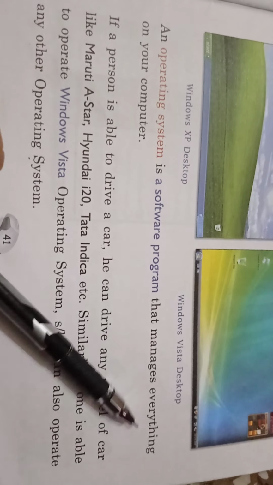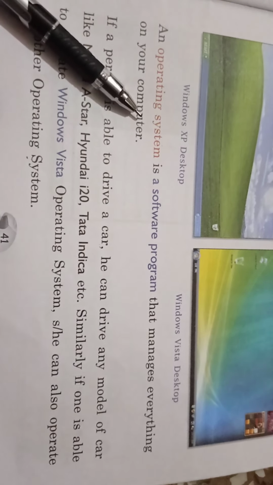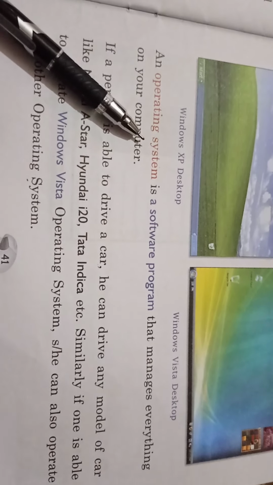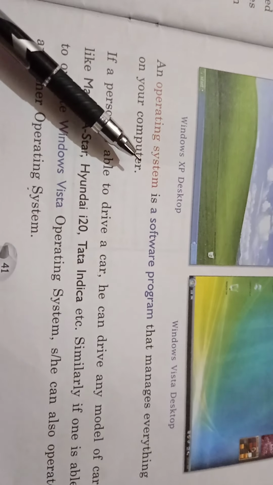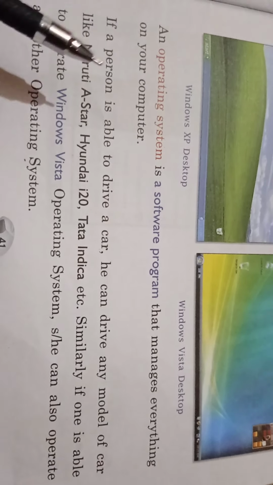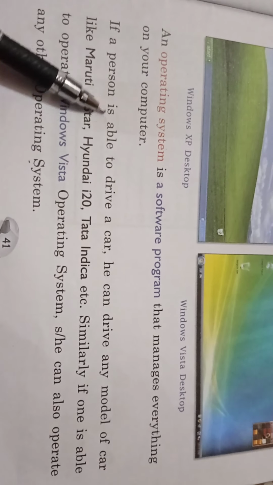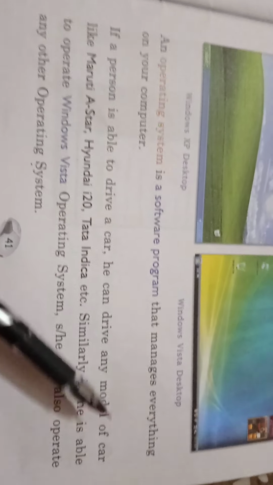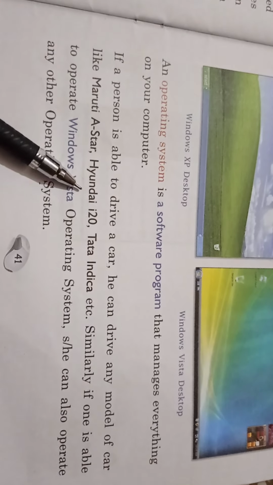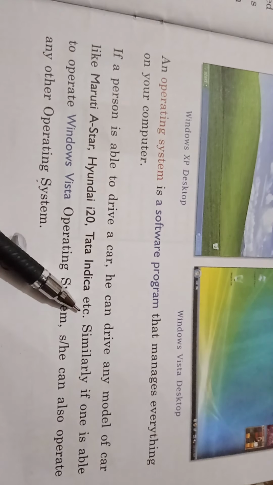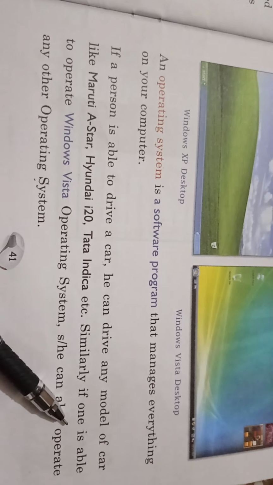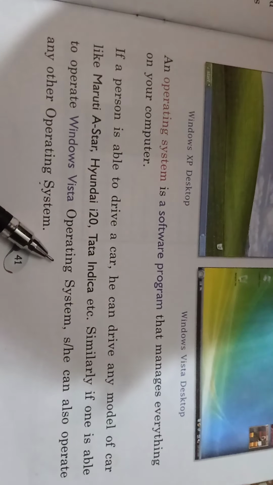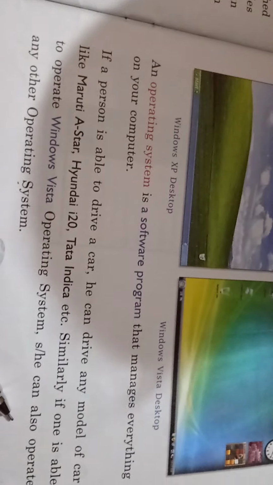An operating system is a software program that manages everything on your computer system. Operating system क्या है? जो आपके कंप्यूटर सिस्टम में सारी चीजें मैनेज करता है वो हमारा ऑपरेटिंग सिस्टम। And if a person is able to drive a car, he can drive any model of a car like Maruti, Astra, Hyundai i20, Tata Indica, etc. Similarly, if one is able to operate Windows Vista operating system, she can also operate any other operating system.